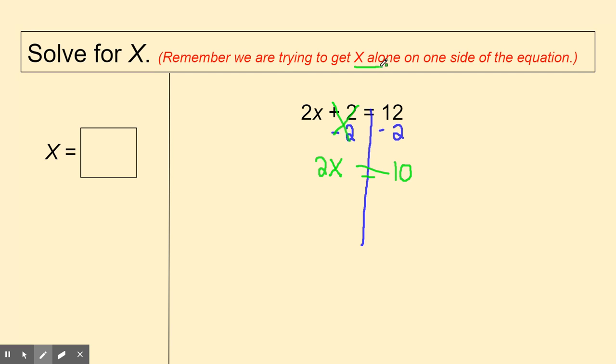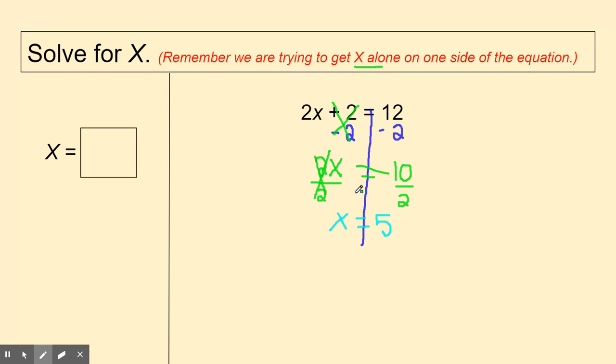X is not alone on one side of the equation. We still have a 2 attached to it. So 2x equals 10. That's also 2 multiplied by x. So how are we going to reverse multiply by x? We are going to divide by 2. So for multiplying by 2, dividing by 2 will cancel that out. And then we are left with x alone on this side, which is our goal. We're trying to get x alone. So x equals 10 divided by 2. What is 10 divided by 2? 5.